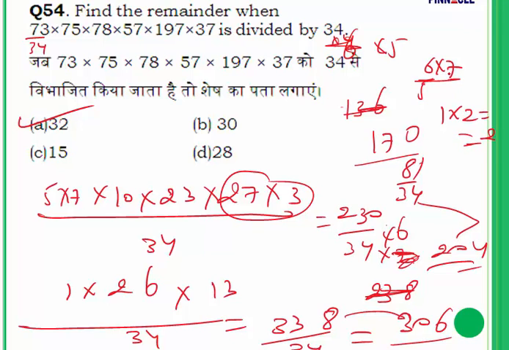Similarly, if you find 7 into 6, 42, 42 divided by 5, the remainder is 2. So either you follow this method, multiply all this and then divide by 5, or in this case, multiply all these and divide by 34. Otherwise, you can calculate by this technique. This is a very, very important technique. You must learn this technique. If you find the question in this format, you can easily find the answer.